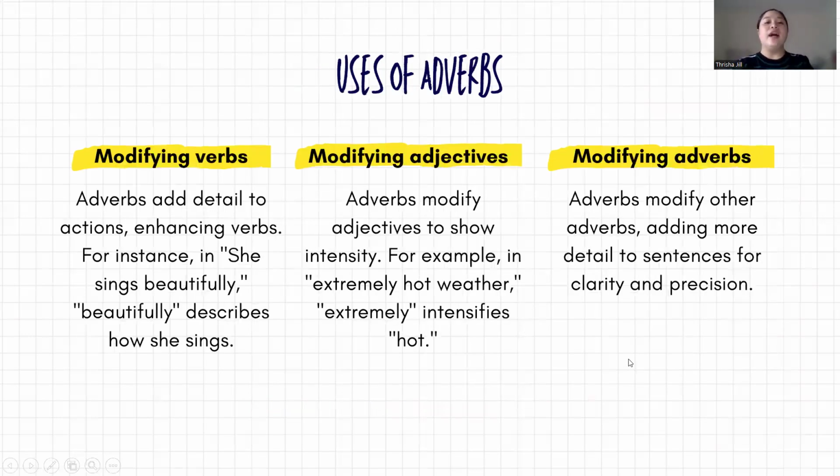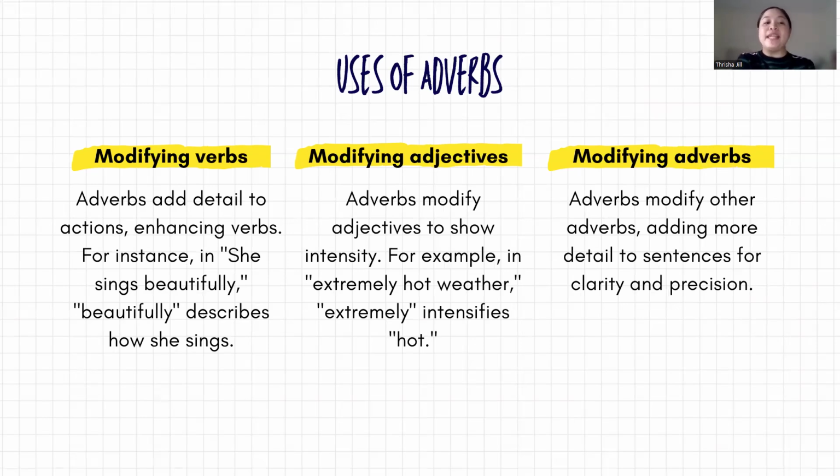Adverbs have many different uses. First, they can be used to modify verbs. Second, they can be used to modify adjectives, and they can also be used to modify another adverb. For example, let's go to the first one. Adverbs add detail to actions, enhancing verbs. For example, she sings beautifully. Beautifully describes how she sings. Therefore, our adverb is beautifully. It modifies the verb sing.